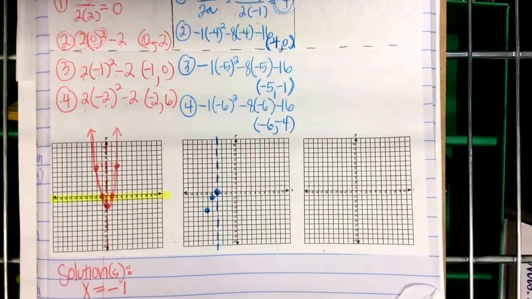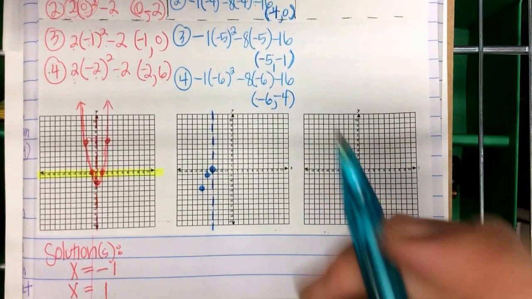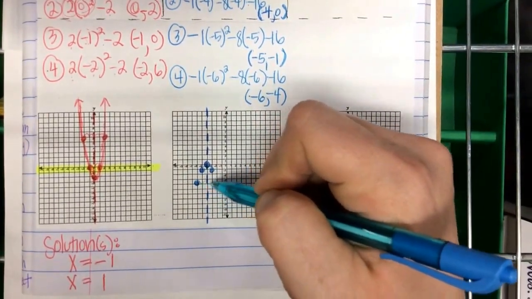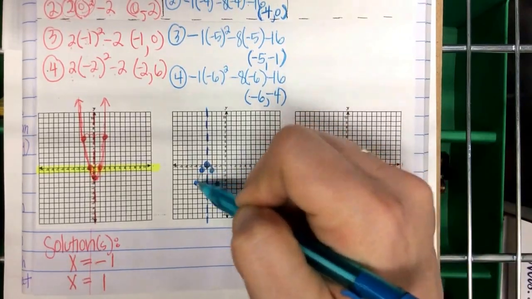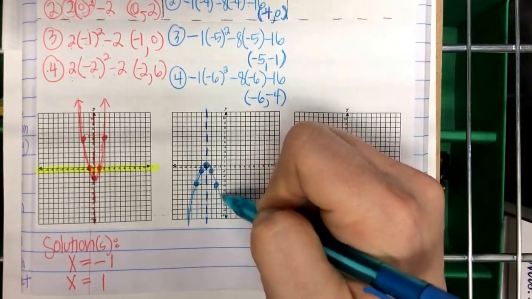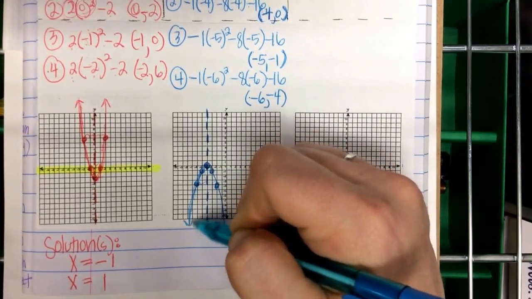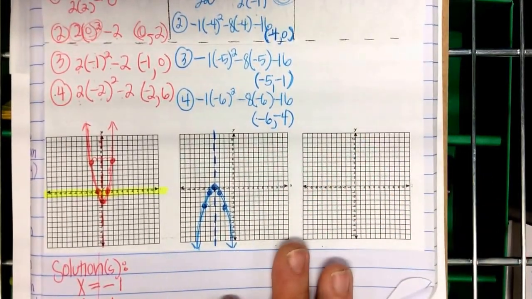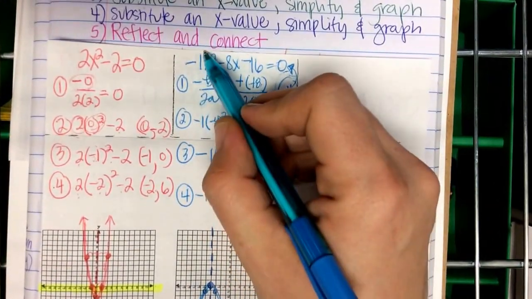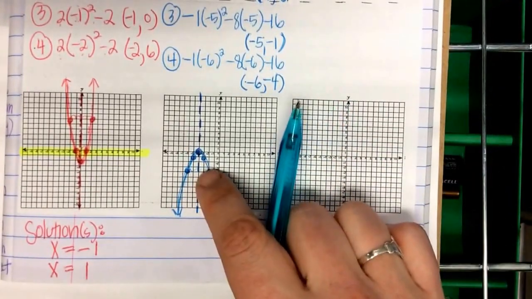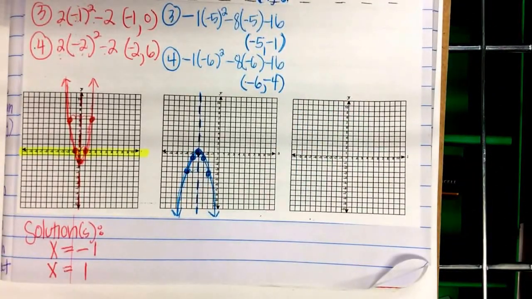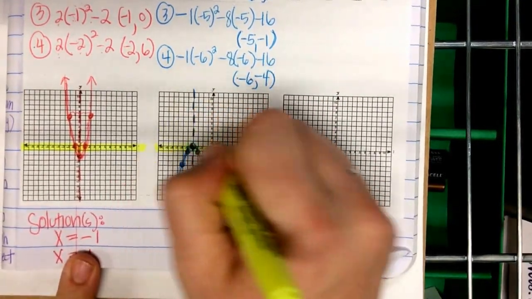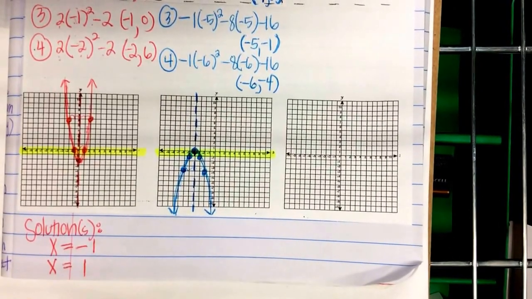Am I done? Last step is reflect and connect. How come this one opens down? What tells you it's going to open down, Arlo? Yeah, the a value is a negative value, so I know it's going to be upside down. But this picture is not enough, because we are looking for the solution, and the solution is the 0.